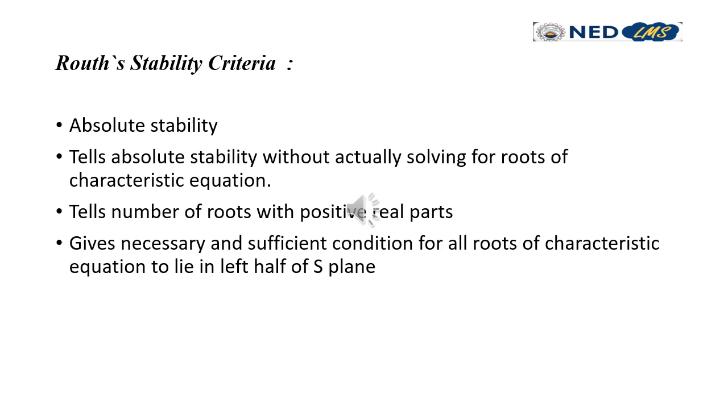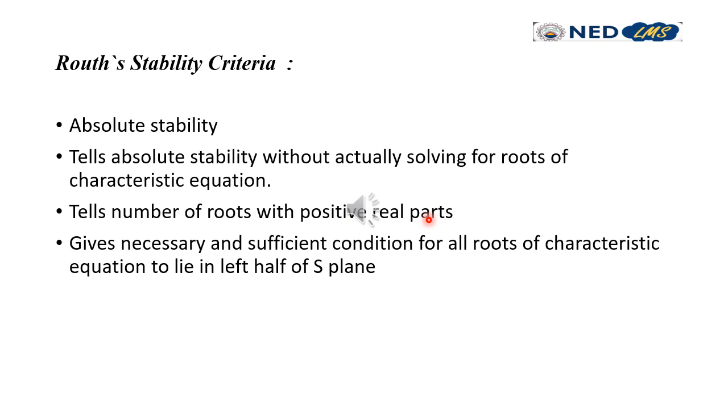Now we'll see a method to find the stability of the system. This is the Routh stability criteria. The Routh stability criteria tells us about the absolute stability of the system. Absolute stability is the stability in terms of the answer yes or no. So it just tells us whether the system is stable or unstable, without actually solving for the roots of the characteristic equation.